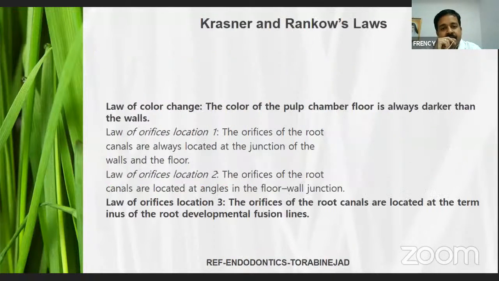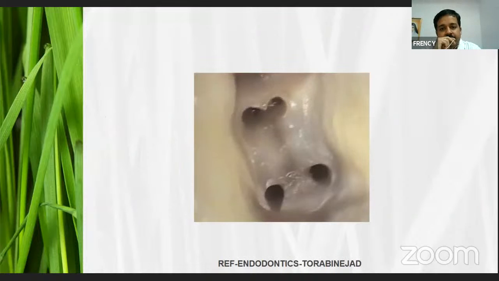Then law of color change. The color of the pulp chamber floor is always darker than the walls, and the root canals are located at the terminus of the developmental fusion lines. So these are some of the important laws. You can see the floor is slightly darker, and you can see the dentinal map also.